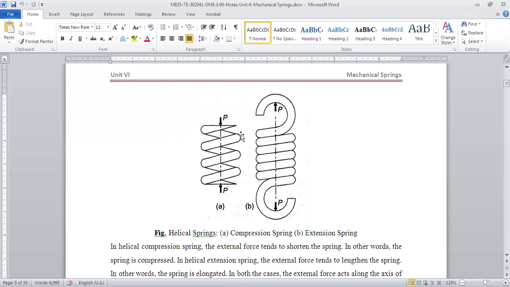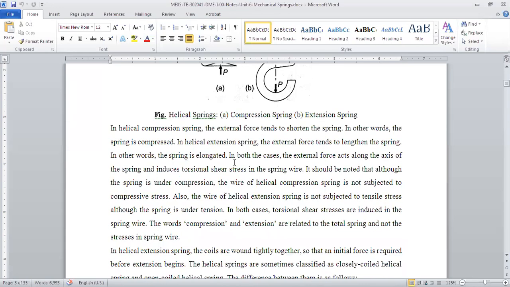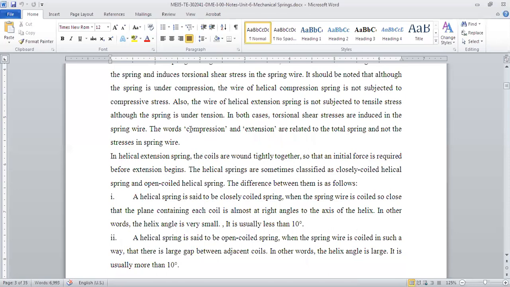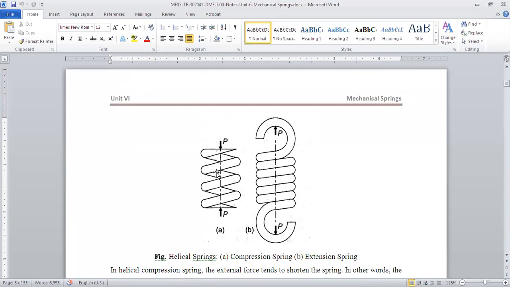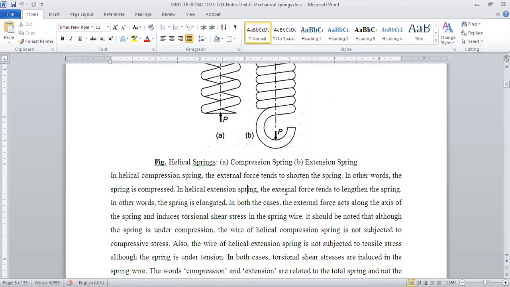So because of the tensile or compressive load, the coil will be twisting or untwisting, and that means it will have a torsional stress in it. Are you getting my point? You guys are following me? What I'm trying to say? This is the only important thing which you need to understand, that the stresses in helical springs are torsional stresses.